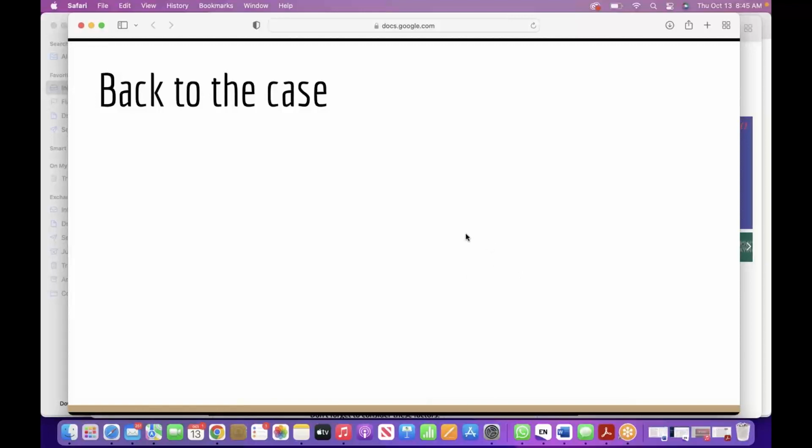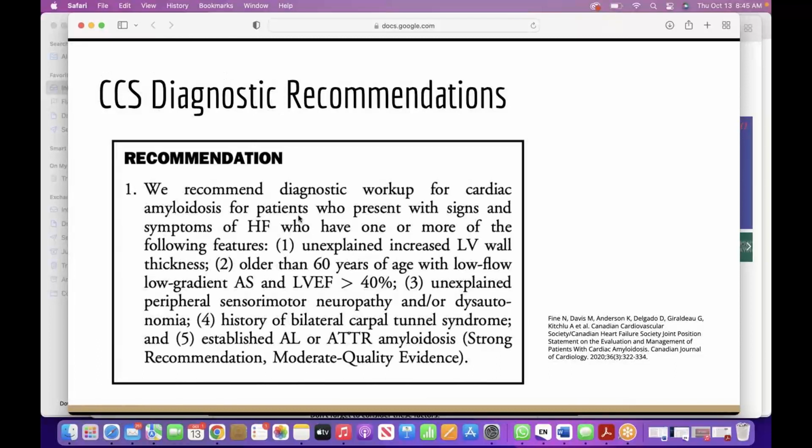So going back to this case and applying some of the guidelines to how he was managed and why we ordered the echo for him. This patient essentially from the CCS guidelines would fit some of the indications for echocardiography and further workup for amyloid based on the fact that he had peripheral sensorimotor neuropathies. He had bilateral carpal tunnel syndrome. And he also had orthostatic hypotension that was unexplained by other features. He also had unexplained increased LV wall thickness, given that he did not have a significant history of hypertension.